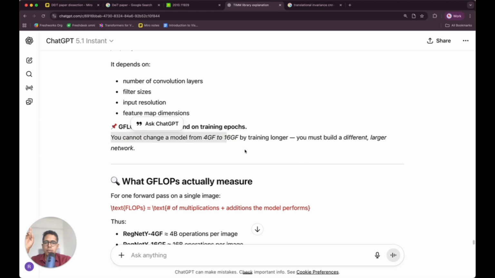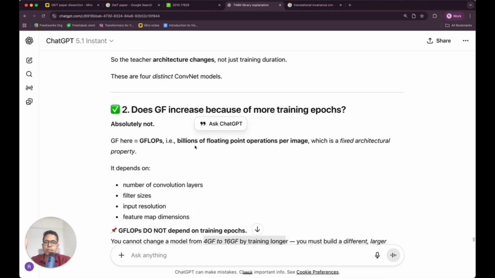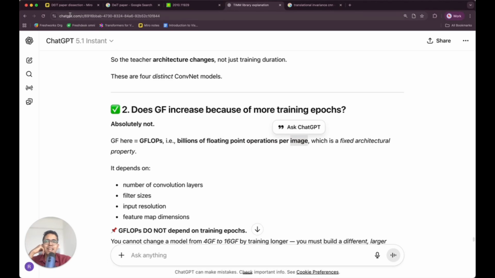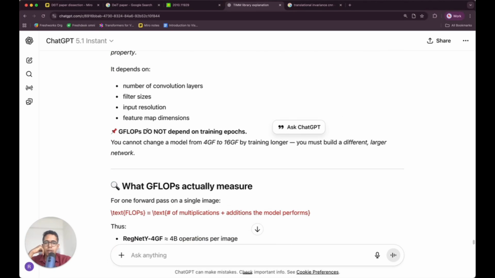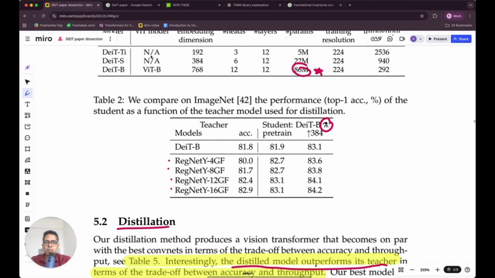You cannot change a model from 4 giga to 16. Okay, yeah, of course, because it's billions of floating point operations per image. It's not for the whole dataset. Yeah, obviously, makes sense. I completely blanked over here. Yes, so gigaflop will not change just by increasing number of training epochs. It's calculated per image anyways. Okay, sure. My bad.